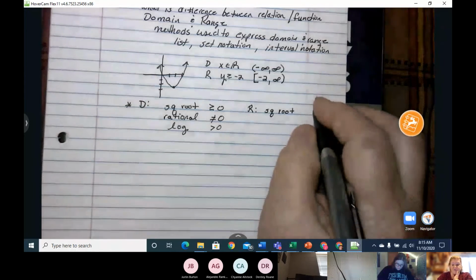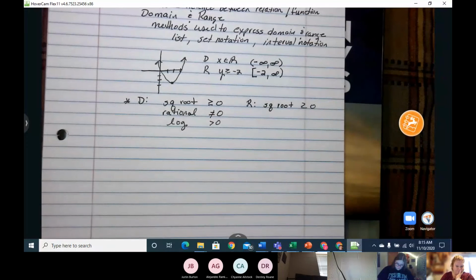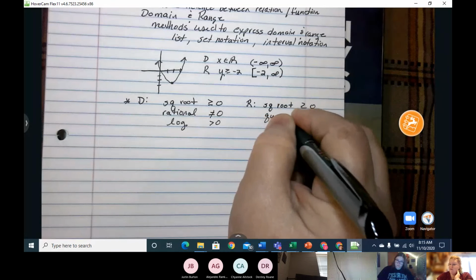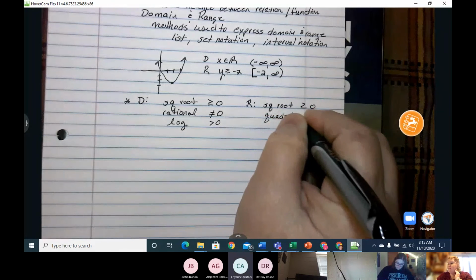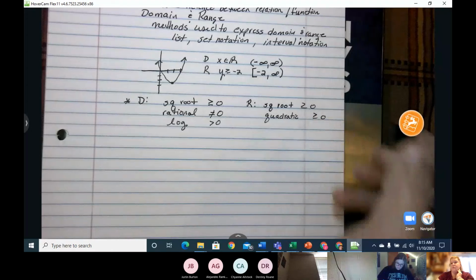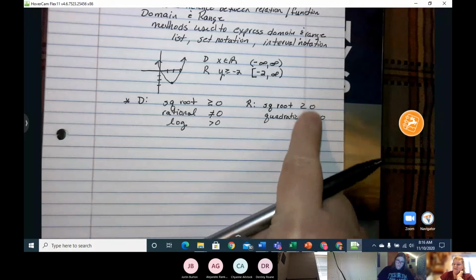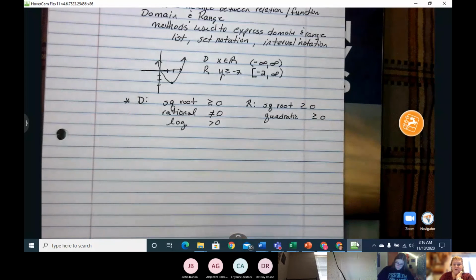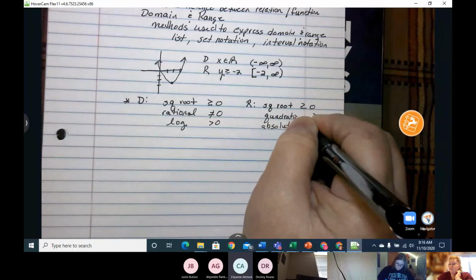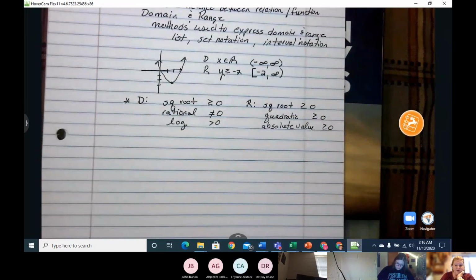Those are generally greater than or equal to 0 when we look at the range. When we look at quadratic functions, they generally start at being greater than or equal to 0. If they shift or have transformations, that's when this value does change. When you have an absolute value function, that starts out being greater than or equal to 0.